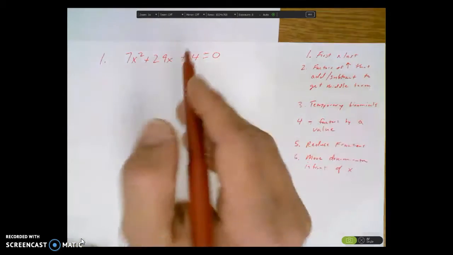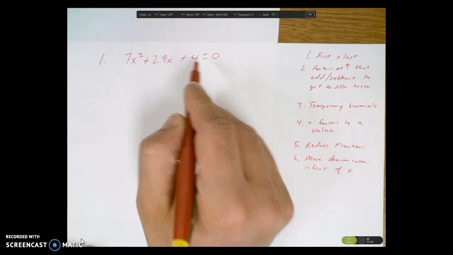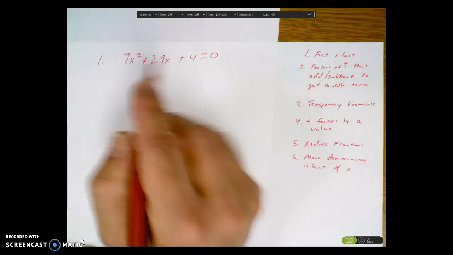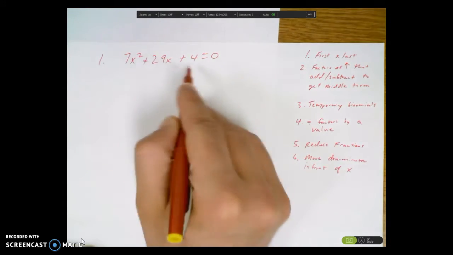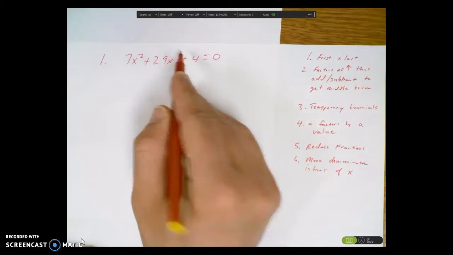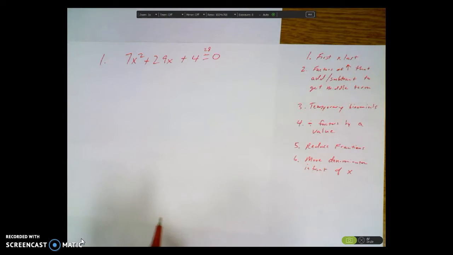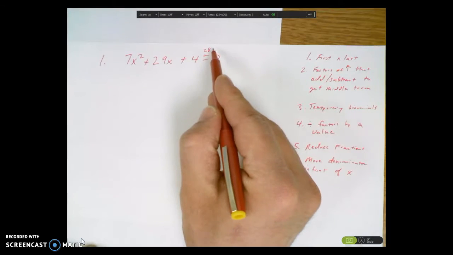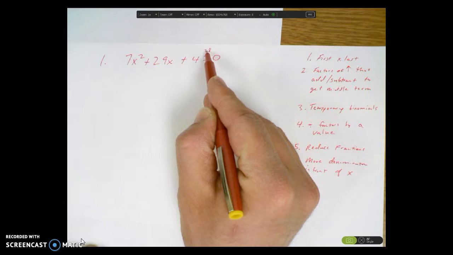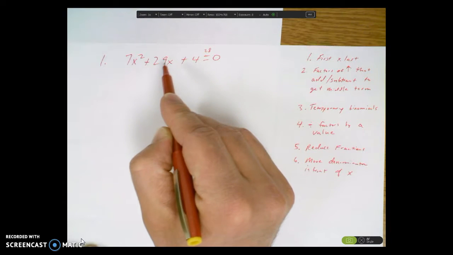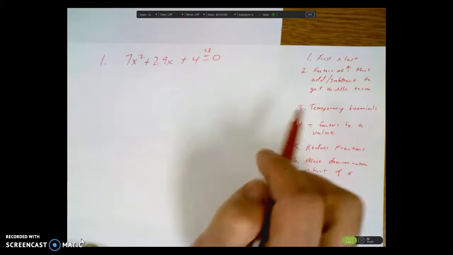All right. So the first thing we want to do is first times last. So we want to do the a value times the c value. All right. And 7 times 4 is 28. And I like to put that guy right there just so I can remember it. And then I'm going to ask myself, all right, what are the factors of 28 that add to give me 29? Okay, that was step 2 here.